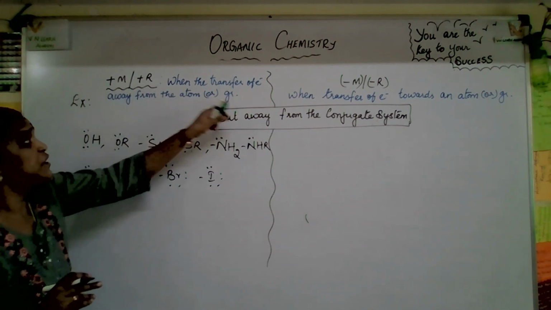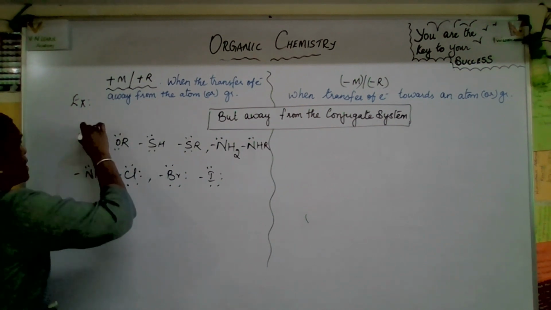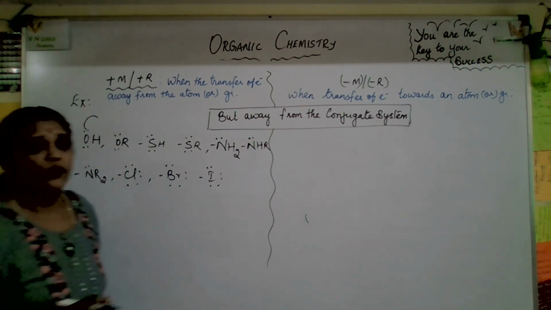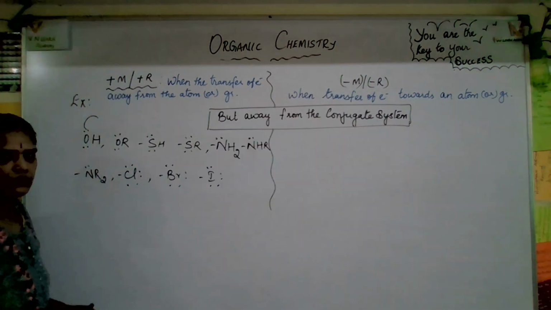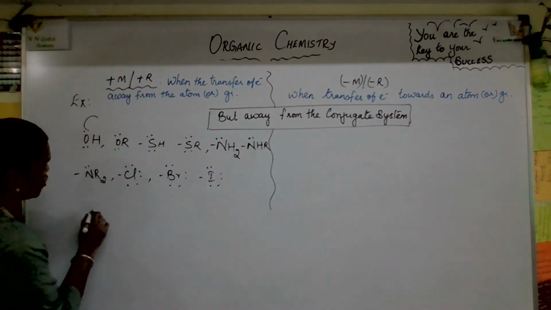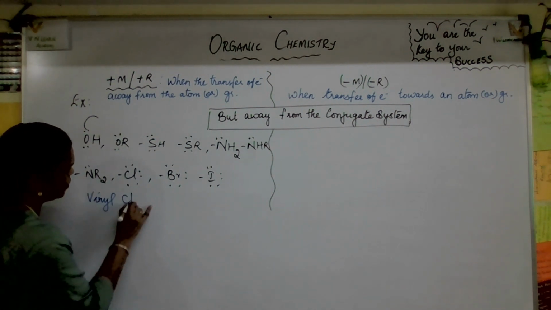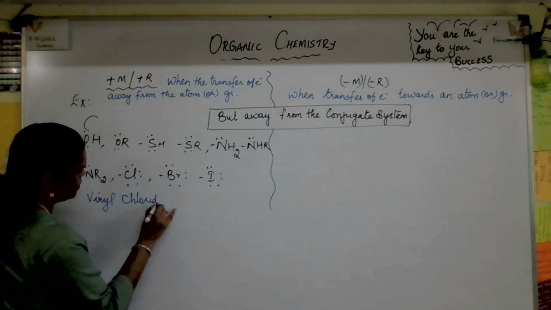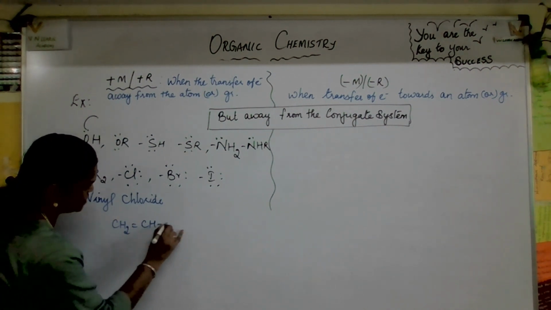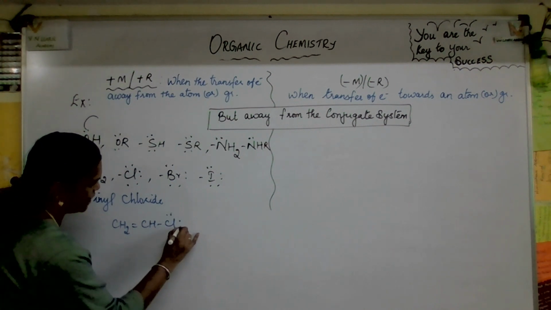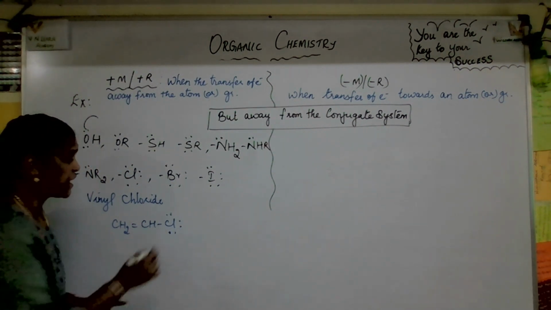When the transfer of electrons is away from the atom or group, that is called plus M. Hope you got a clear idea. For the plus M effect, we will go for one example, vinyl chloride. CH2 double bond CHCl. Lone pair of electrons are available here. So what happened? Definitely you will come to know very clearly.